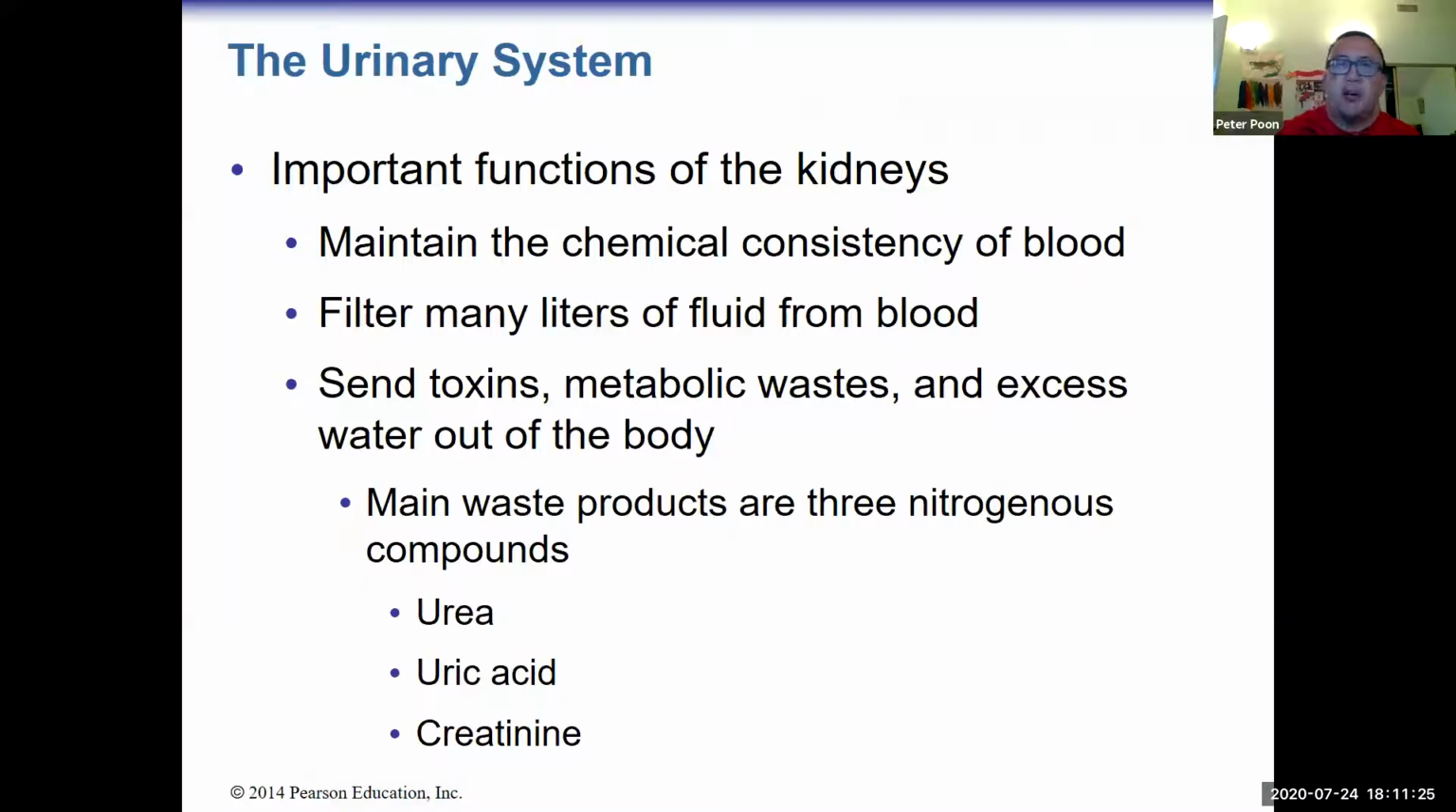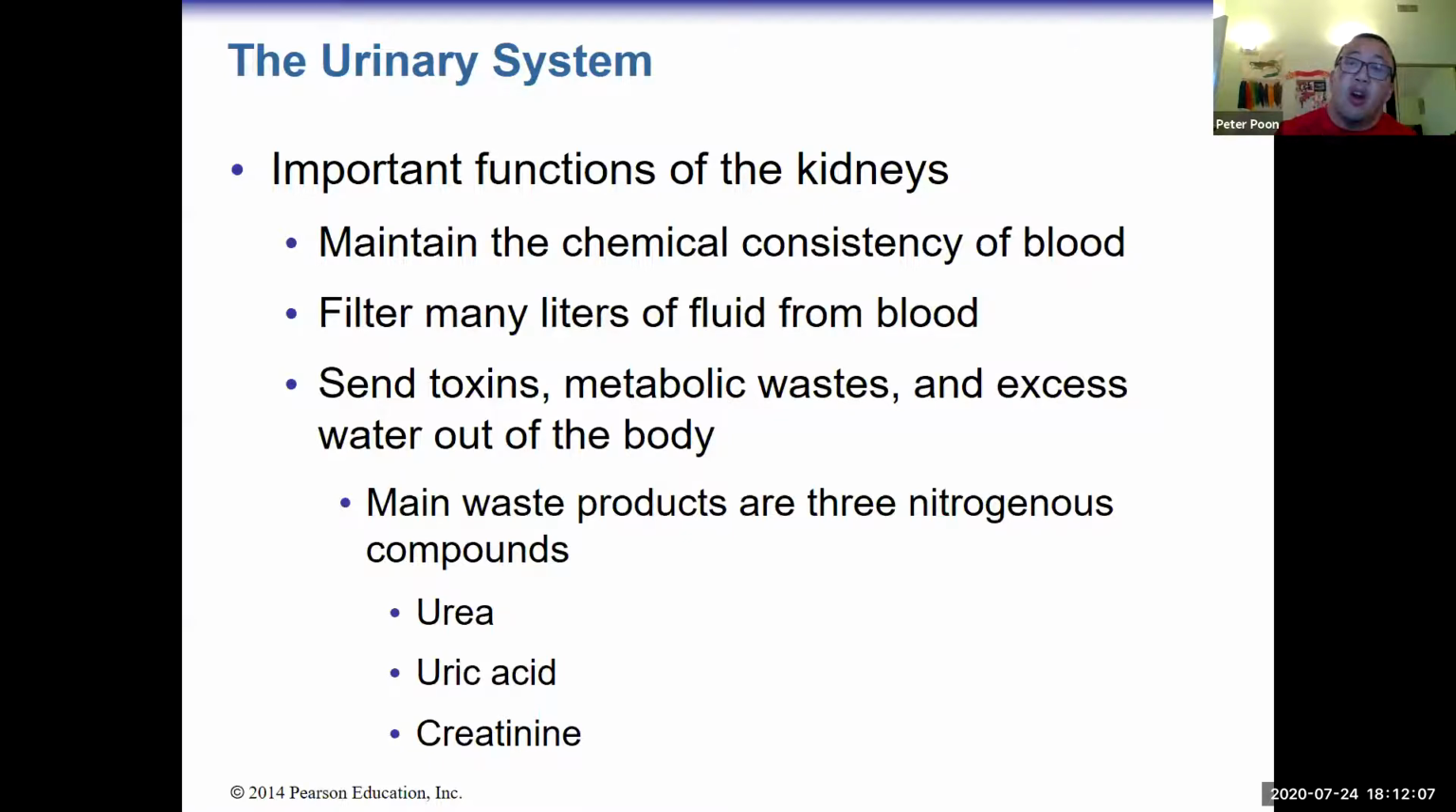Okay, the urinary system. The important function of the kidneys. The first thing is to filter many liters of fluid from the blood. We take the blood, we filter out the bad stuff, we get rid of the metabolic waste, the toxins, and excess water out of the body. The major three waste products are the nitrogenous compounds: urea, uric acid, and creatinine. These are byproducts of protein metabolism, and we have to get rid of them, or else if they build up in our bloodstream, it becomes toxic very quickly.